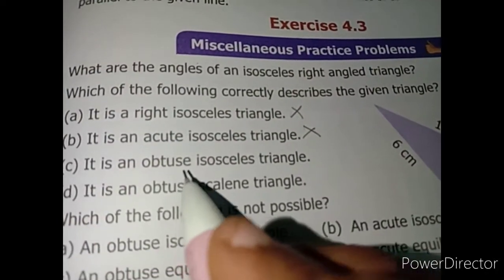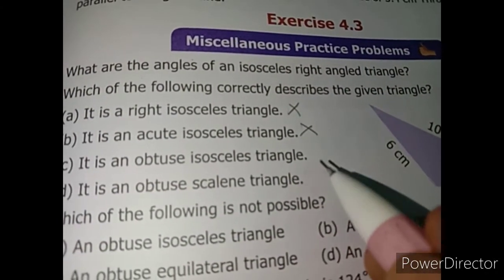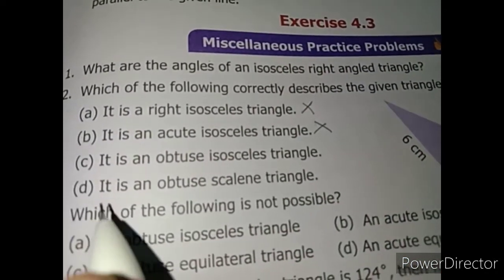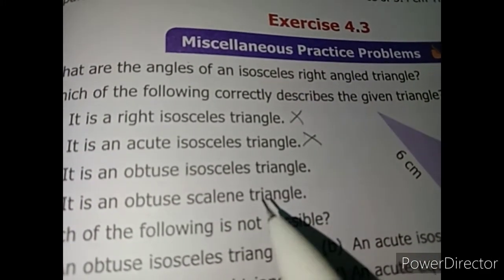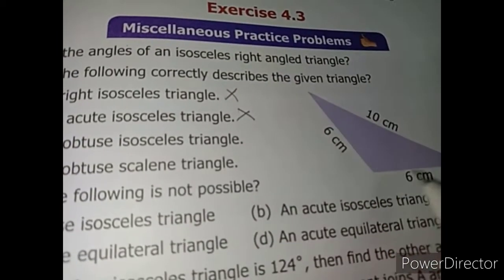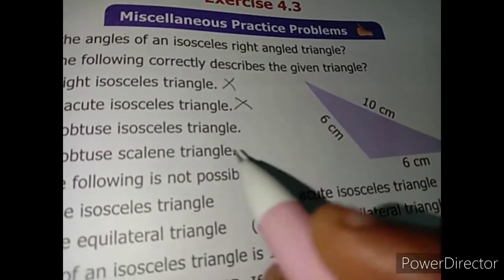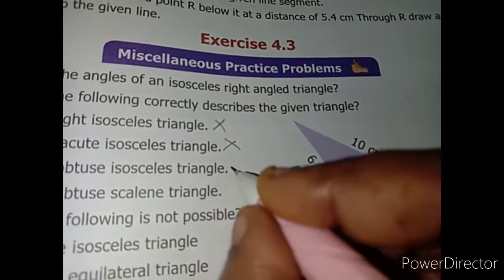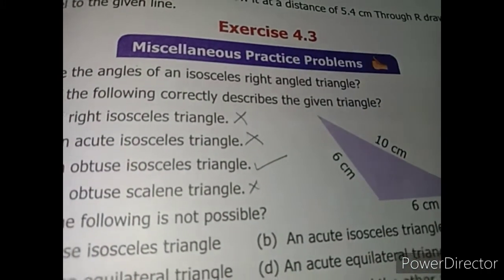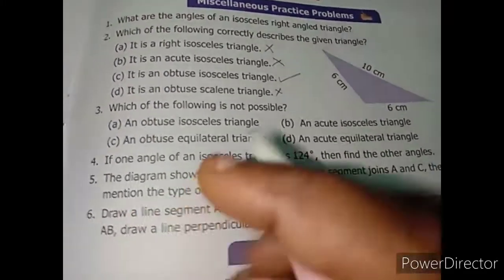It is an obtuse isosceles triangle. See the next one, it is obtuse only. It is an obtuse scalene triangle. A scalene triangle is one where all three sides are unequal. But here it is an obtuse isosceles triangle. So C is the correct option. Is that clear? So next question.